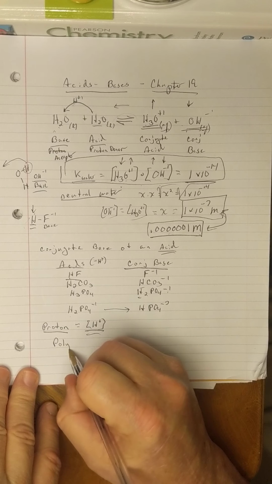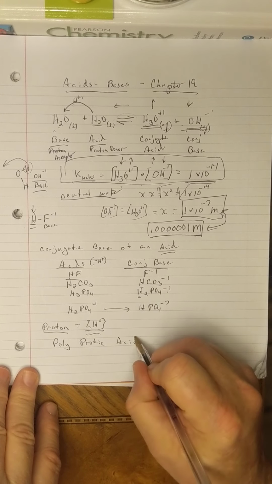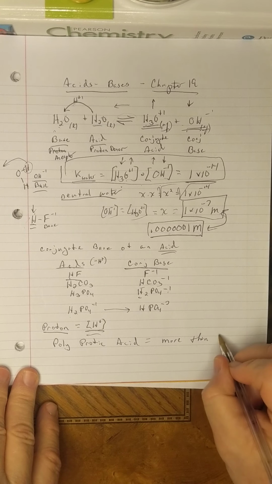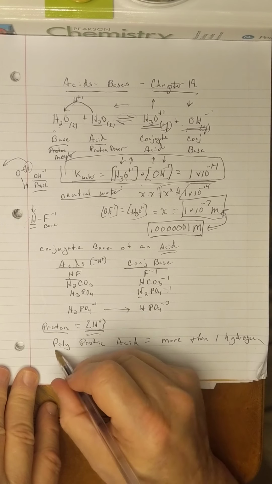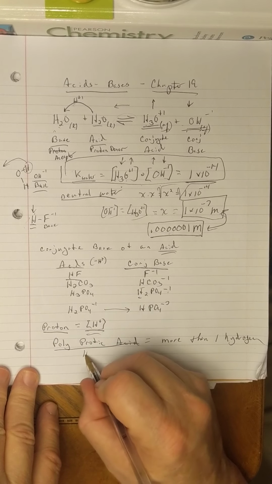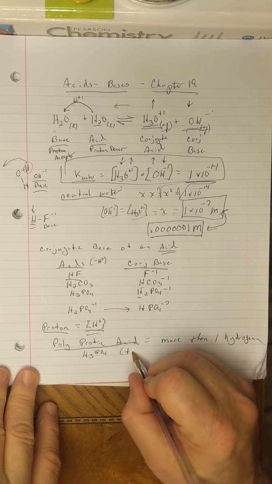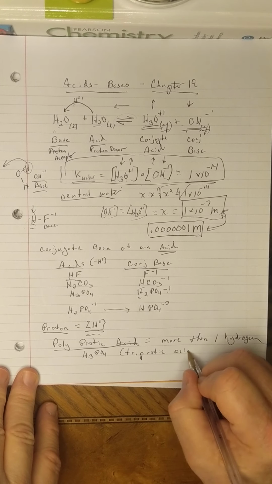A polyprotic acid has more than one hydrogen. So examples of polyprotic acids would be H3PO4, and specifically we'd say it's a triprotic acid.